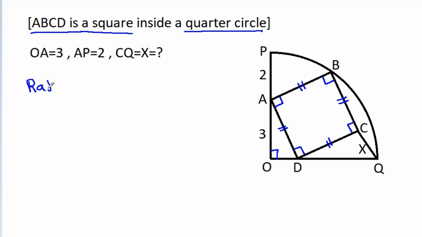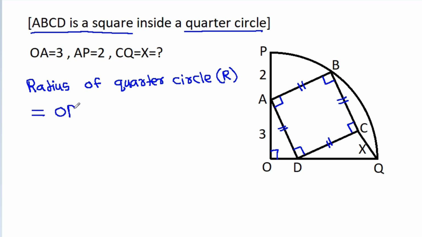And the radius of the quarter circle, suppose R, will be equal to OP, and OP is OA plus AP, and OA is 3 plus AP is 2, that is 5.